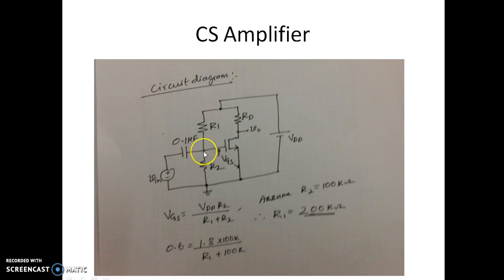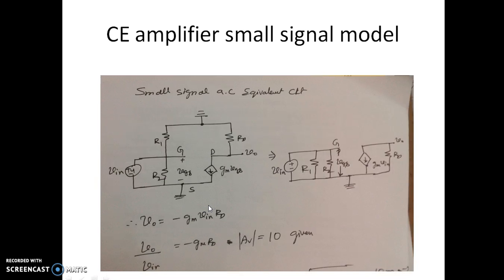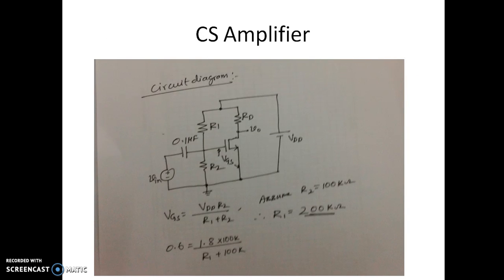At this particular node we can write the expression for VGS, because VGS is nothing but the voltage at gate with respect to the source, which is given by VDD into R2 by R1 plus R2. In this equation we know what VGS is, that is 0.6 volts, that's our assumption. Since we have only one equation and two unknowns, R1 as well as R2, and we also know VDD, which is 1.2 volts, which we have assumed, by substituting those values and assuming the value of R2 to be 100 kilo ohms, we end up with the value of R1 as 200 kilo ohms.